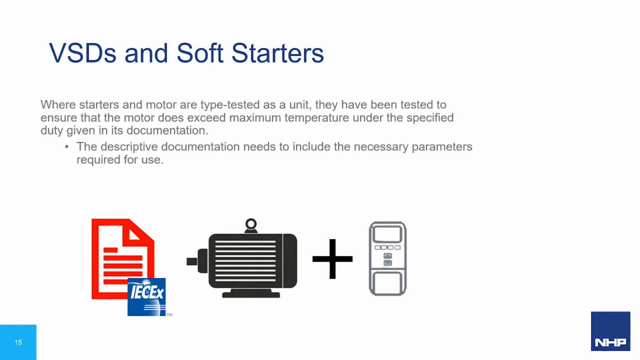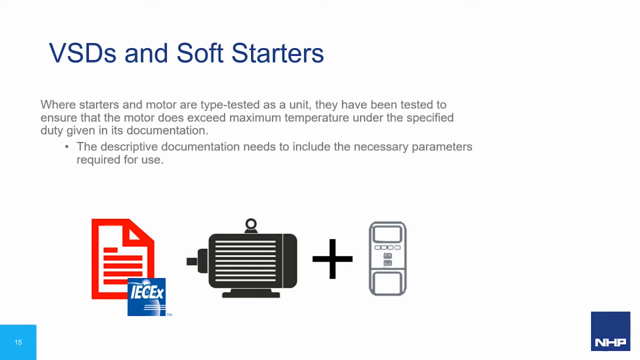So for the first condition, where variable speed drives and motors are type tested as a pair, as well as soft starters, they have been tested to ensure that the motor does not exceed this temperature under the normal use given in its documentation. Now, the normal use given in its documentation would include all details on settings and parameters required to be set in order to ensure the motor does not exceed this temperature. And if you were to deviate from these settings and parameters, you would not be able to guarantee that the motor will stay within the temperature class detailed on its nameplate. And effectively, you would be voiding the protection and this type testing and not meeting the compliance requirements.